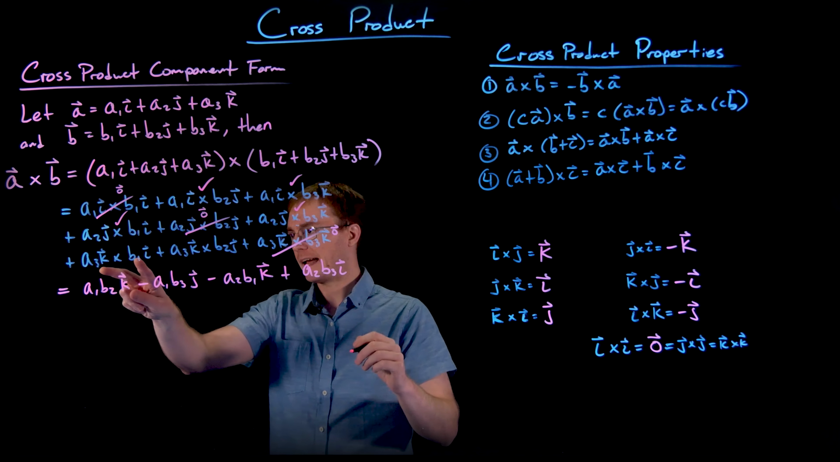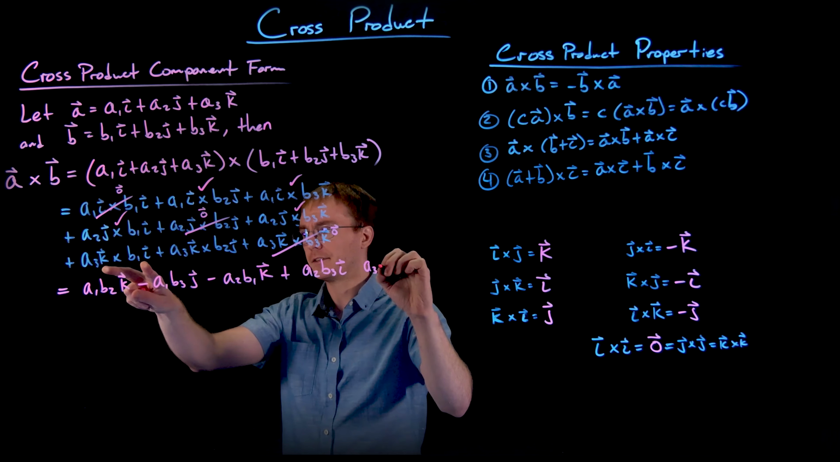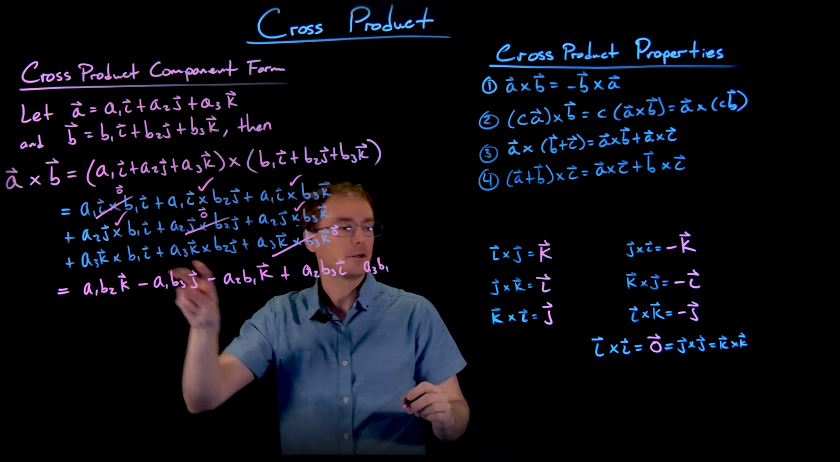Up next is going to be A3k crossed with B1i. So we have A3 and B1. And then what happens with k cross i? Let's try to find it over here. Looks like k cross i is going to give us positive j. So that takes care of that one.